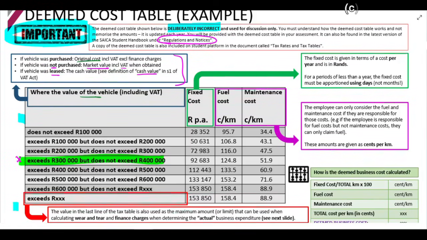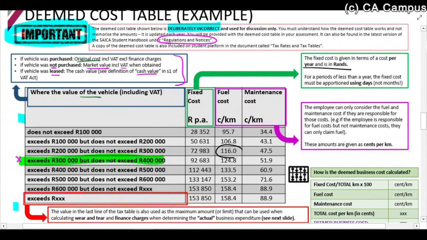All right. Now, the fixed cost is a rand per annum, so a rand per year. So it's 28,000 a year, 50,000 is what I'm showing there. The fuel cost and the maintenance cost is cents per kilometer.